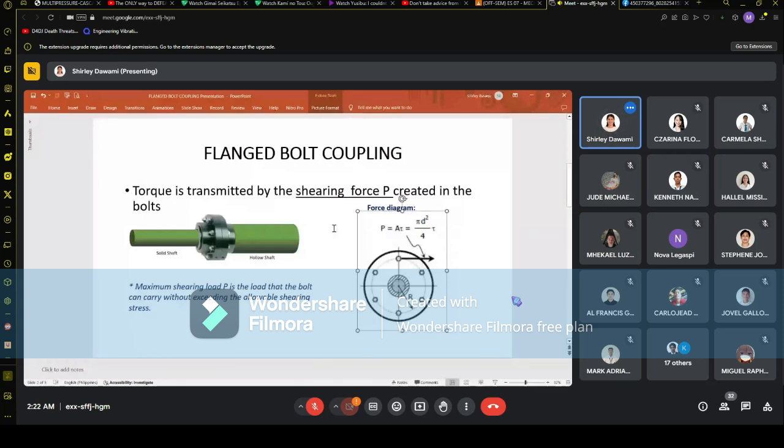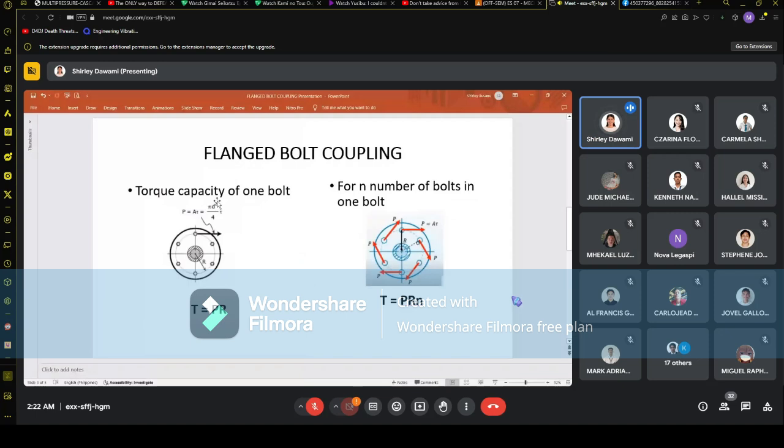Okay. So next, the torque capacity of one bolt. These bolts, this circle here, is what we call the bolt circle, the circle where the bolts are connected. Okay. The torque capacity of each bolt is the same for all. Of course, given that it is homogeneous, which means of the same material, meaning the materials have the same properties, so for example the same modulus of rigidity.